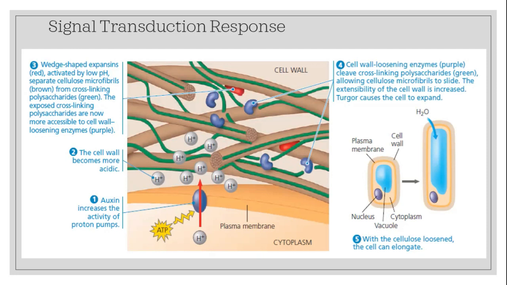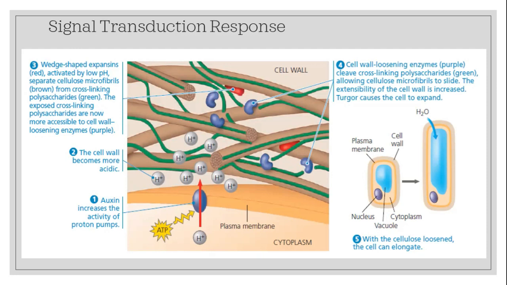Auxin goes to the nucleus, where it affects the transcription factors. The transcription factor leads to upregulation of genes. Upregulation of genes leads to formation of more H ion transporters, or proton ion transporters. These proton ion transporters lead to an acidic cell wall. Acidic cell wall leads to expansin activation. Expansin activation leads to loosening of the cell wall, and loosening of the cell wall leads to the elongation of the cell.